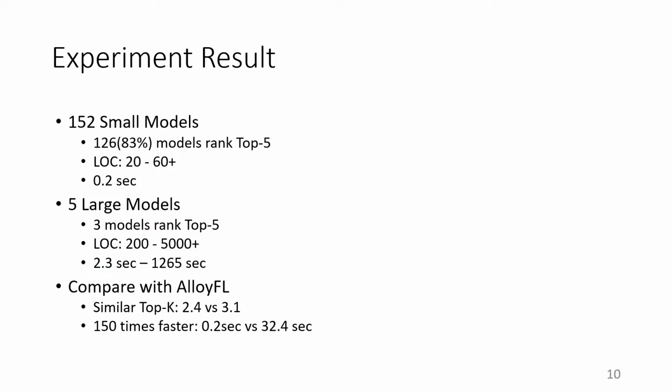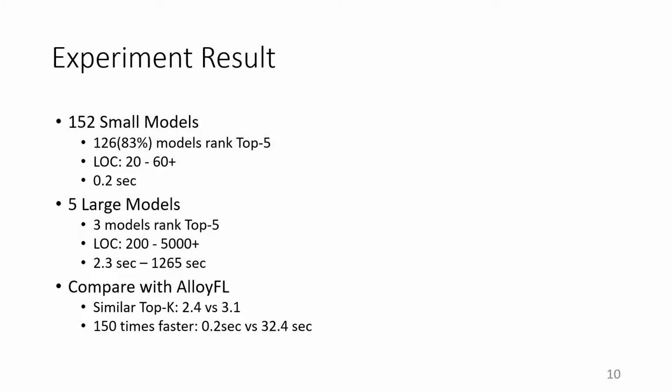To evaluate FLACK, we conduct 3 experiments. We use the top K metric to evaluate the fault localization quality. Top K means that the tool is able to put the buggy expression in the first K locations of the ranking list. The first experiment evaluates FLACK on 152 small LOE models. Those models contain 20 to 60 lines of code. FLACK is able to rank top 5 for 83% of those models using an average runtime of 0.2 seconds.